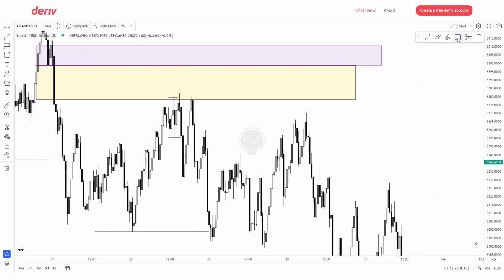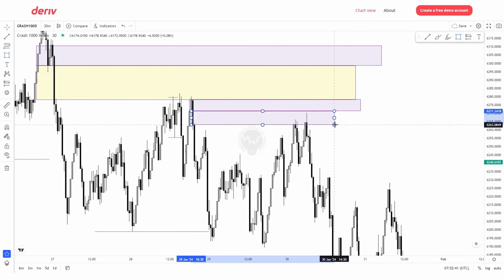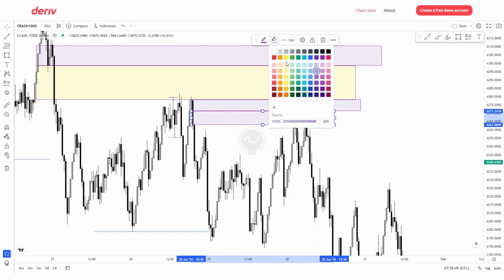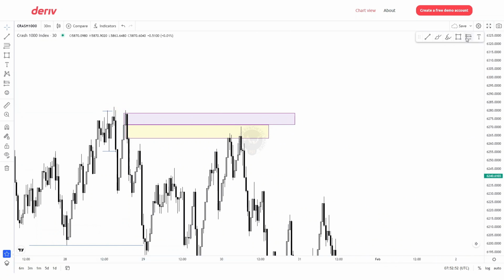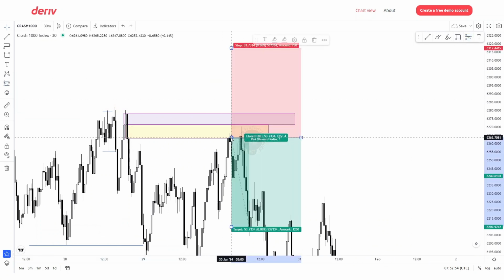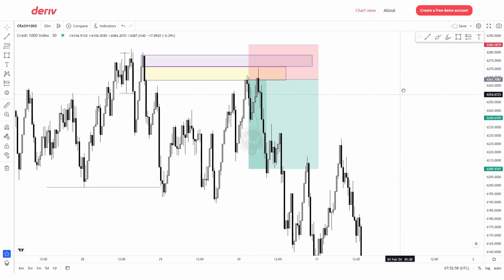All right, what do we have? Let's have a look on the 30-minute. Our order block there. And we have a fair value gap there. So I'm following all my rules. Let's just delete the old ones. So if you entered from the fair value gap, stops above this high, where do we target?